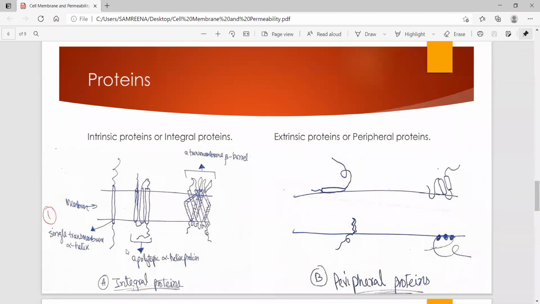These integral proteins may be single helix. आपने प्रोटीन्स का पढ़ा अल्फा हेलिक्स, बीटा प्लेटेड शीट्स. जो ये हमारे प्रोटीन्स हैं which are integral part of the membrane, are nature wise they are in alpha helix.